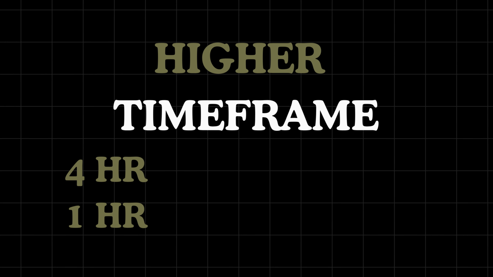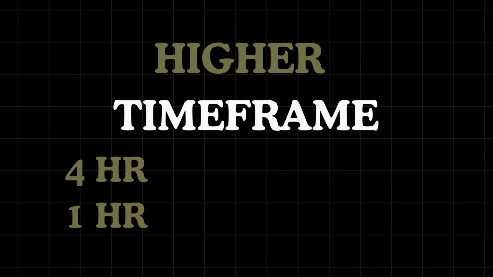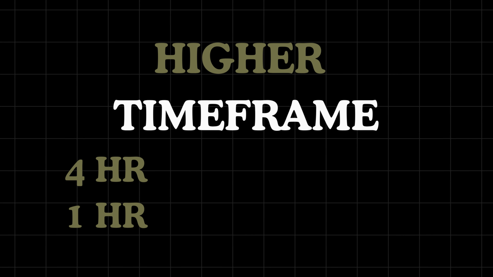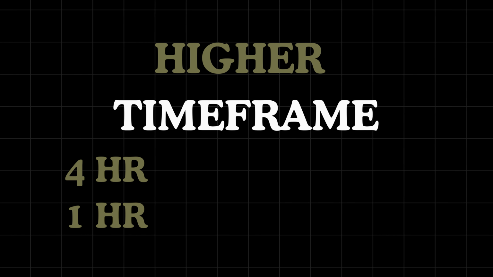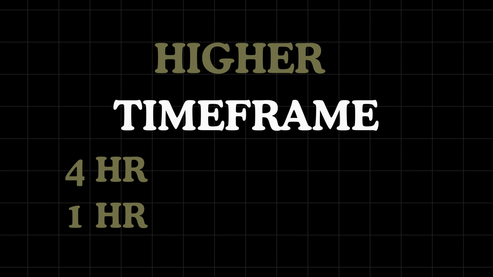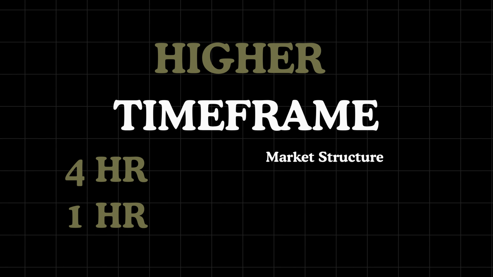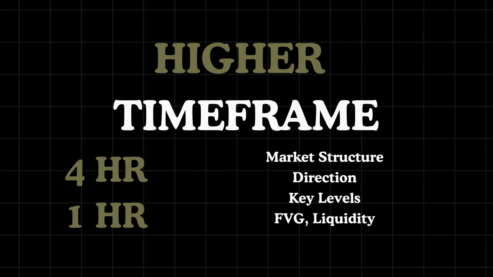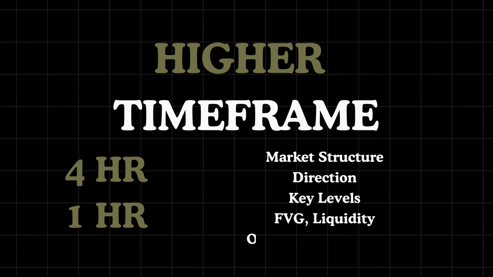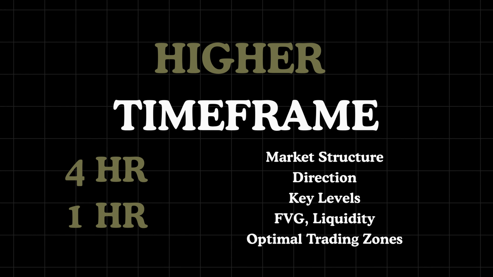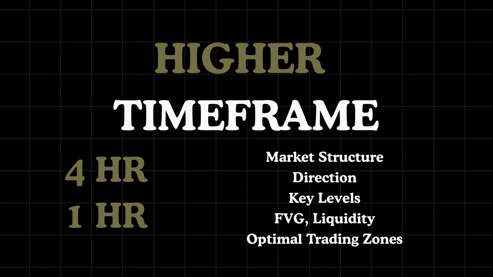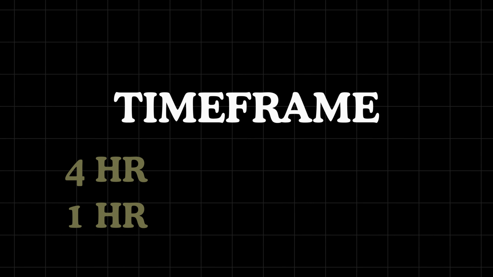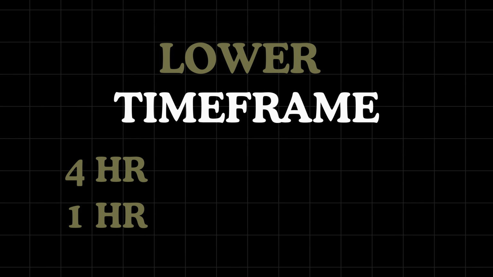This trading plan includes 2 primary time frames. First, we use a higher time frame, in which we will do most of our general analysis. We will carefully read the market structure, direction, key levels, fair value gaps, liquidity areas, and, more importantly, optimal trading zones that might provide us high-quality trading setups. In the second part, we will zoom into the lower time frame and enter the positions.